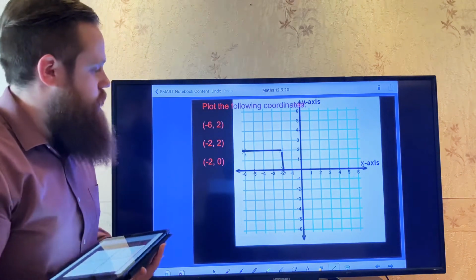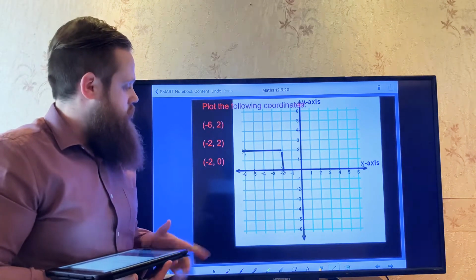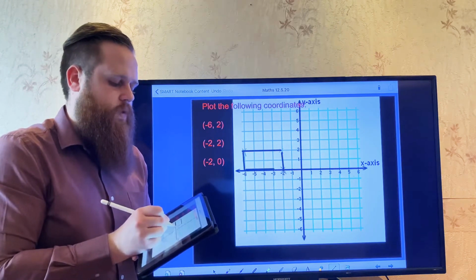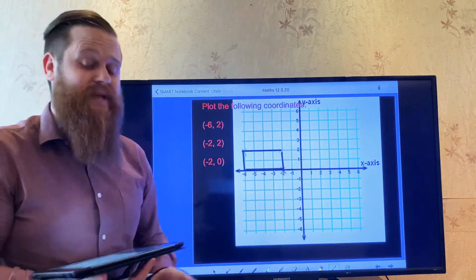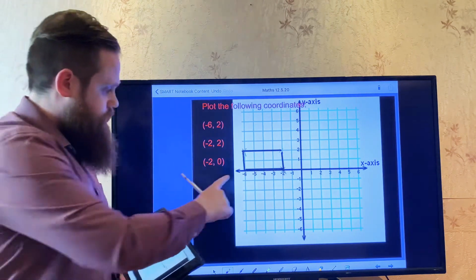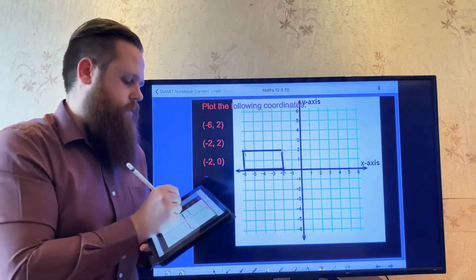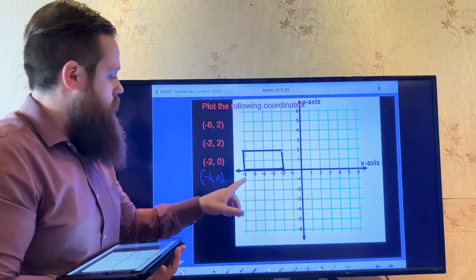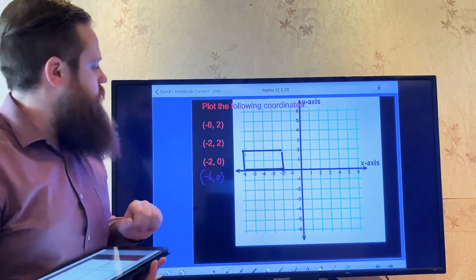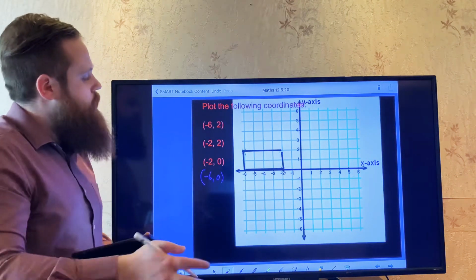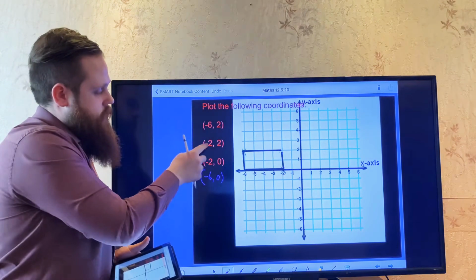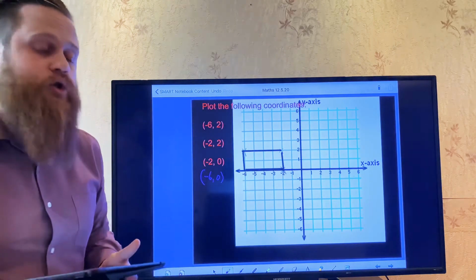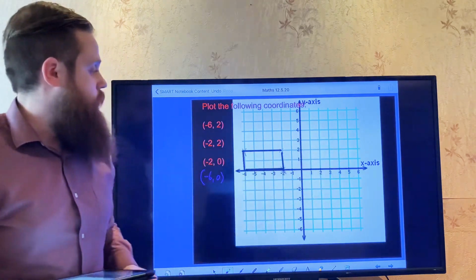Which coordinate, which point am I missing? Well, this one here, because that would make the perfect rectangle. So I'm missing this point. What is the missing point? Well, the missing point is going to be minus 6, 0. Okay, and there we go, plot it out. We found our missing point. Point D, the coordinates are minus 6, 0, and there it is. If you compare the different x coordinates and the different y coordinates, you will see that you would have been able to work that out without even drawing it out, okay?